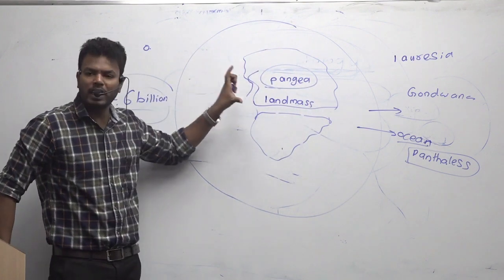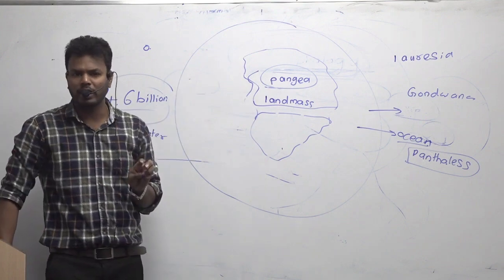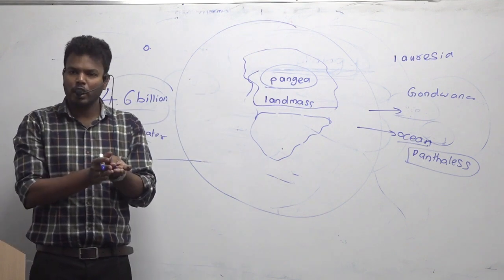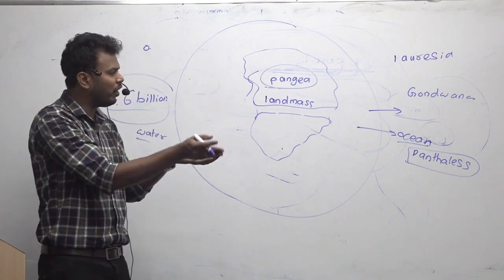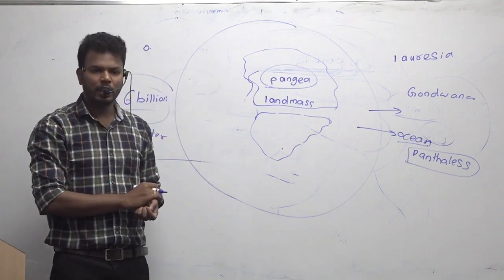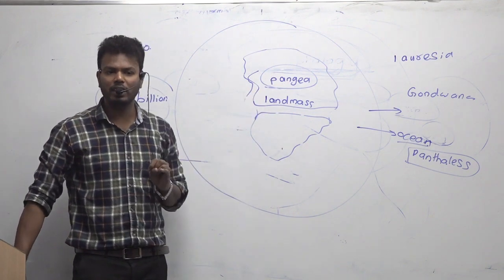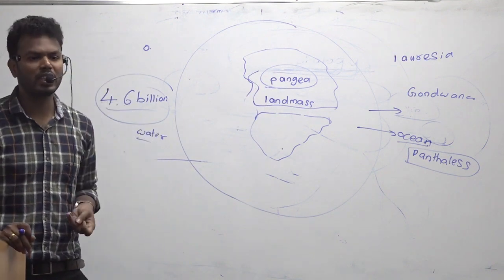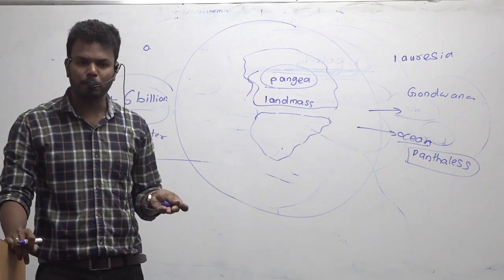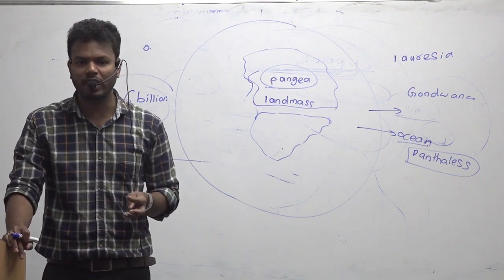This was the belief of the scientists. First of all, as I told you, there will be a hypothesis, one imagination. Based on that imagination, they will go for the theories. Different scientists will be giving different theories. There is the continental drift theory given by one scientist, the seafloor spreading theory given by one scientist, the convection current theory given by one scientist, and the plate tectonic theory given by one scientist.